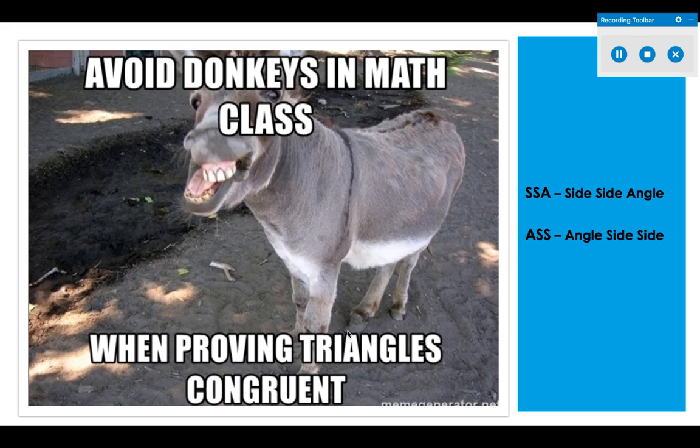One important thing to note is that we should avoid donkeys in math class when proving triangles are congruent. So we do not want to see side-side angle, and we do not want to see angle side-side. You cannot prove that 2 triangles are congruent by using those 2 things. It just won't work. So don't do it.